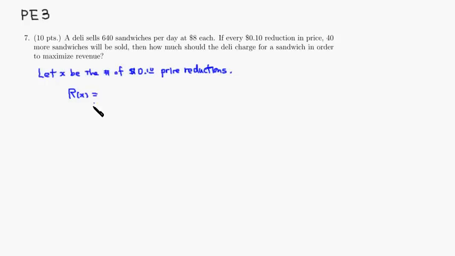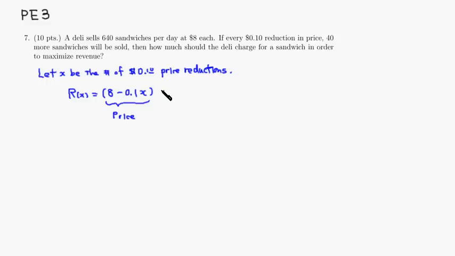So for the price, we get a base price of $8 each. Then we're going to do x 10 cents reductions, so the price is going to be 8 minus 0.1x. So this is going to be our price.